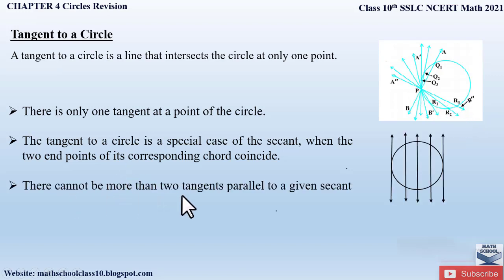Again, there cannot be more than two tangents parallel to a given secant. So here you can observe a secant PQ. A secant is a line which intersects the circle at two given points.